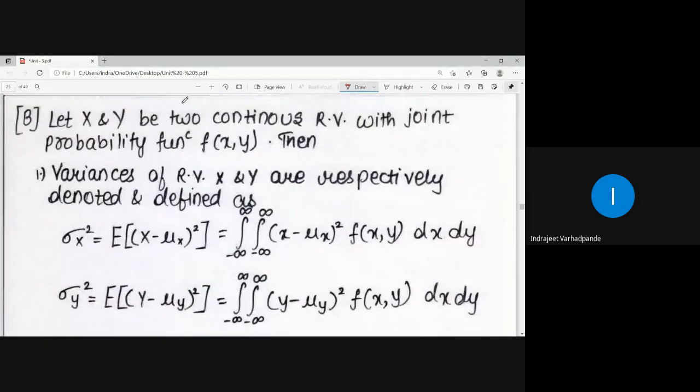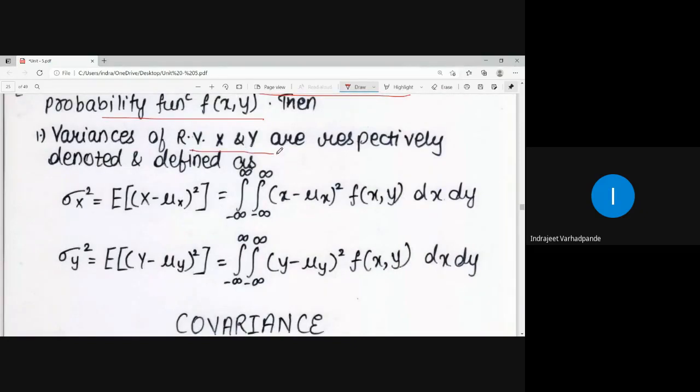If x and y are two continuous random variables with joint probability function f of xy, then variance of random variables x and y are respectively defined and denoted by sigma x square, which is expectation of x minus mu x whole square, given by integral minus infinity to infinity, integral minus infinity to infinity, x minus mu x whole square, f of xy dx dy. It will be a case of double integral when we are calculating it for the continuous random variable.